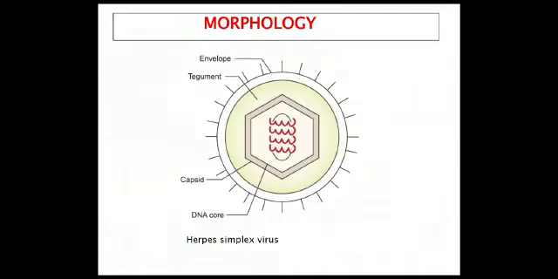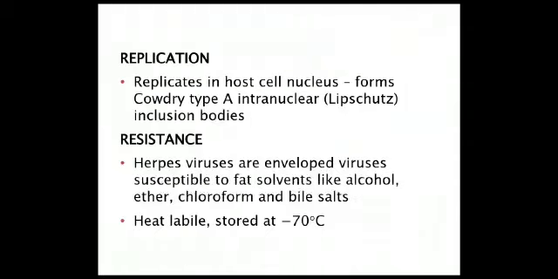This picture shows you the morphology of the herpes virus, which is icosahedral, consisting of a double-stranded DNA capsid which is surrounded by an envelope, and it contains spikes on its surface. The herpes viruses replicate in the host cell nucleus and they form Cowdry type A intranuclear inclusion bodies, which are called Lipschutz bodies.